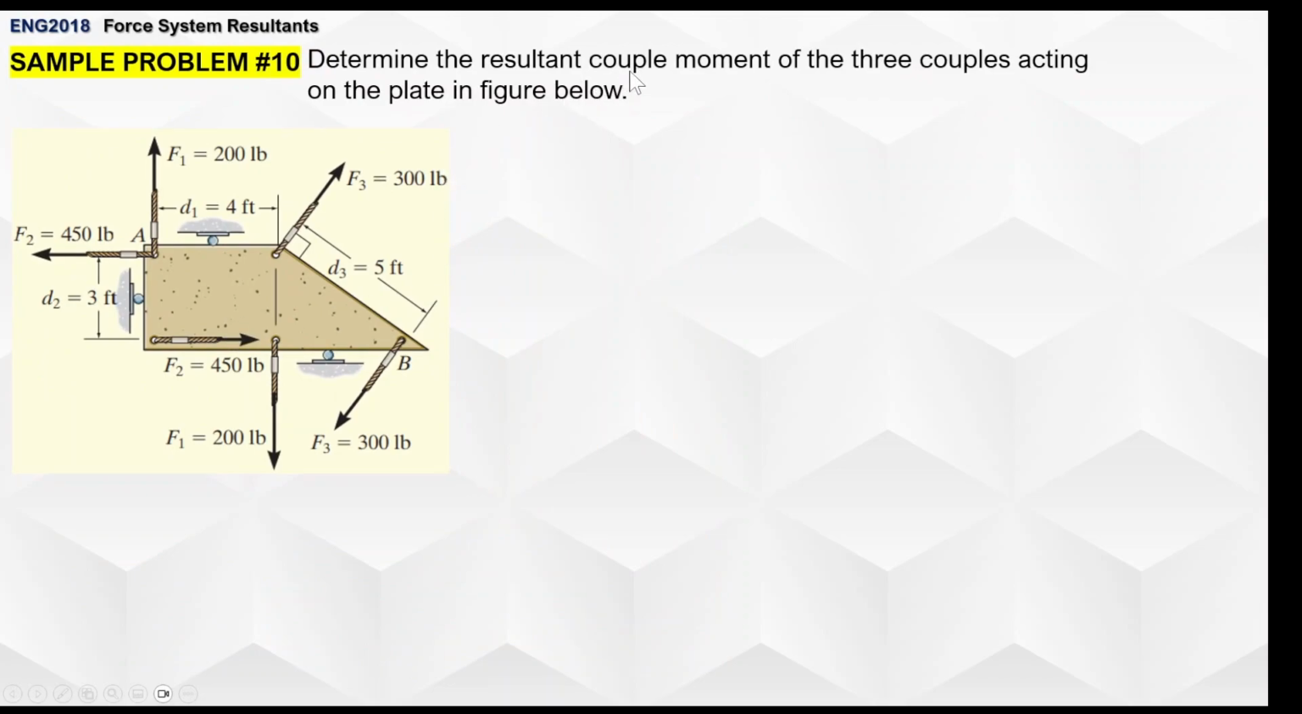Determine the resultant couple moment of the three couples acting on the plate in the figure below. From the figure, we have three couple forces, and I want to draw them for you. This is couple number 1, 200, 200, and the perpendicular distance is 3 feet. No, sorry, 4 feet. There we go.